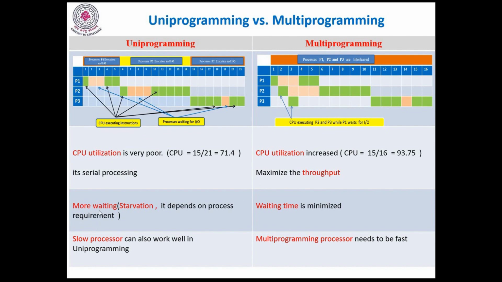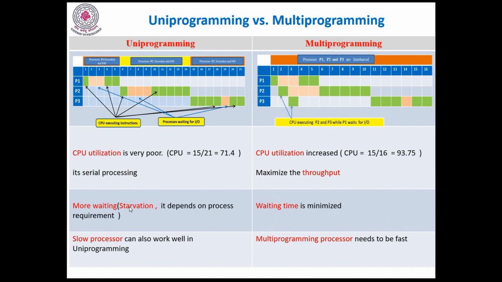In uniprogramming, there is more waiting time. Look at this picture. When P1 is executing, you see that during this time P2 must wait. Once P1 is completed, then P2 starts the execution. So you see that for execution of P2, it must wait 5 milliseconds. Whereas in the multi-programming, how much waiting time is P2 taking? Only 1 millisecond. So waiting time is more in the uniprogramming, whereas in the multi-programming, waiting time is minimized.